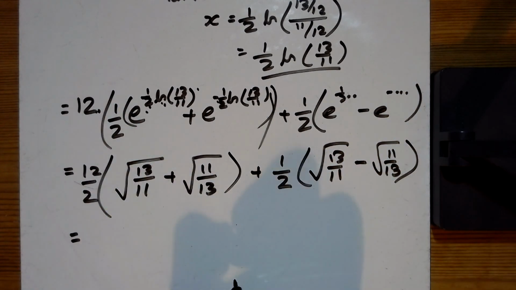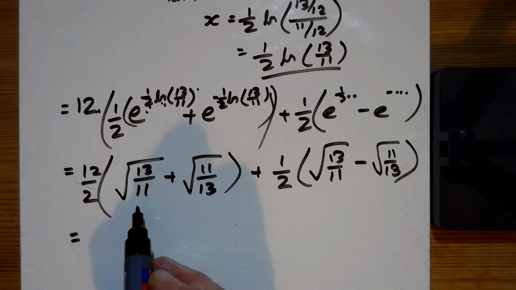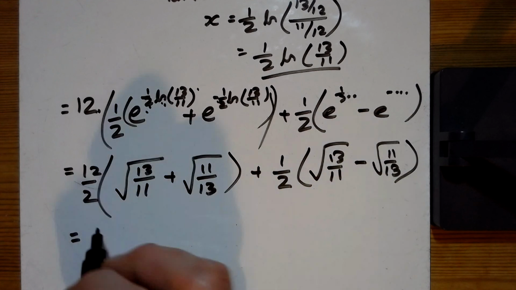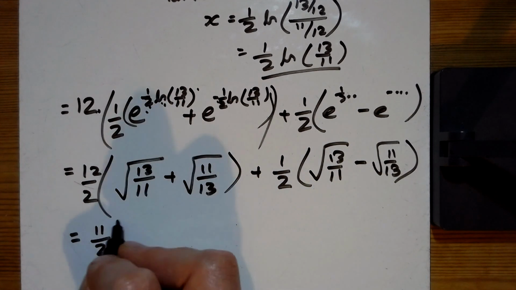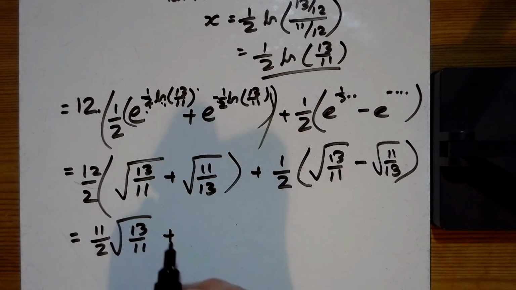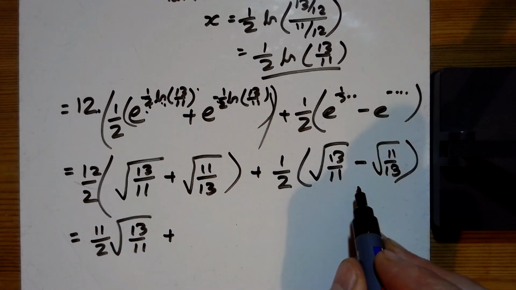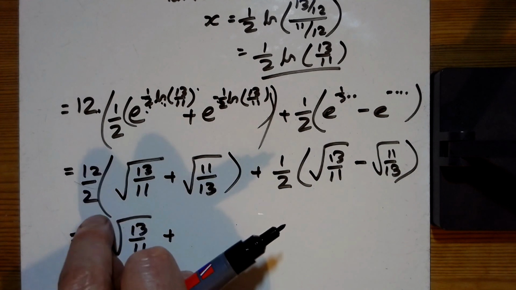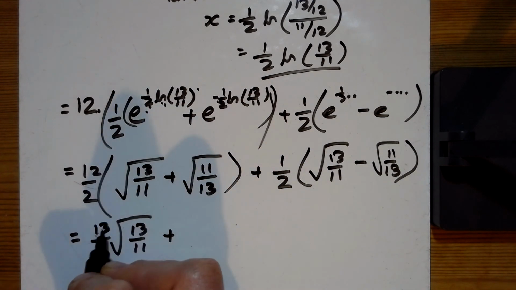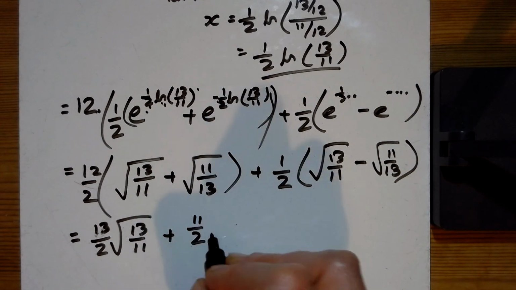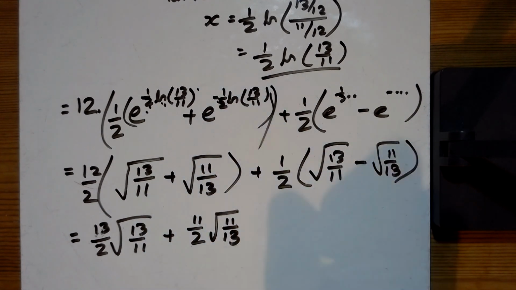Right, okay, let's look at the 11 over 13s here. So we've got 12 halves of them. I'm not going to change that to 6 because I've got to take away 1 here. So I've got 11 over 2, the square root of 13 over 11, and then plus, no, do I mean 11 over 2? Just checking. No, that's 12 add 1, that's 13 there. Don't go wrong. And then I've got 1 take away the other one there. So I've got 11 over 2, the square root of 11 over 13.